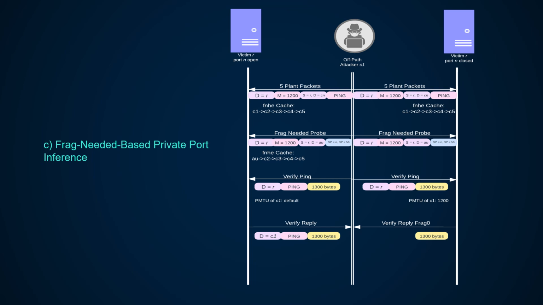If the fourth tuple doesn't get matched, the entry is not updated. So when the verification packet of size 1300 bytes is sent, the ICMP reply packet gets fragmented since the MTU of C1 is 1200. With this, the attacker knows that the cache entry is not updated and the goal is not achieved.